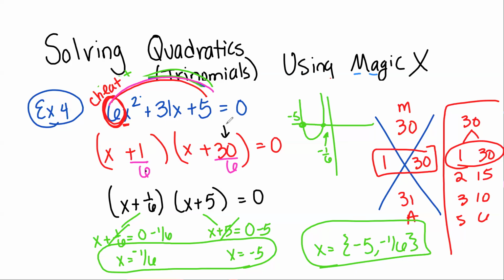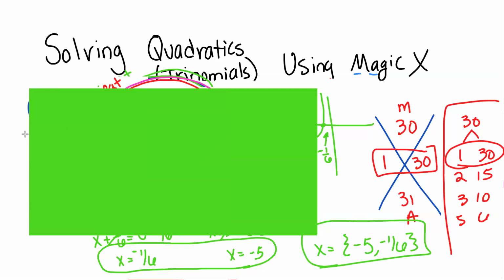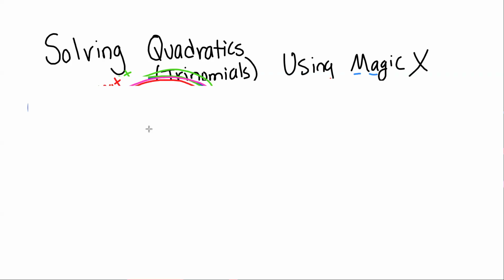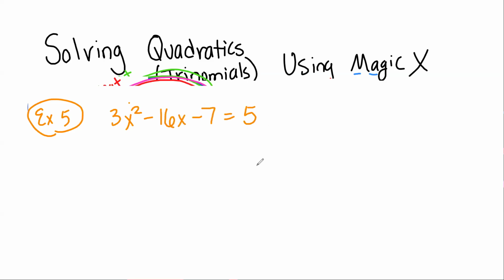Okay, I found one. All right, so this is going to be an example of where it's not equal to 0. So here's example 5. I've got 3x squared minus 16x minus 7 equals 5. We cannot start until our quadratic equals 0. So we're going to need to minus 5 because now 5 minus 5 is 0.